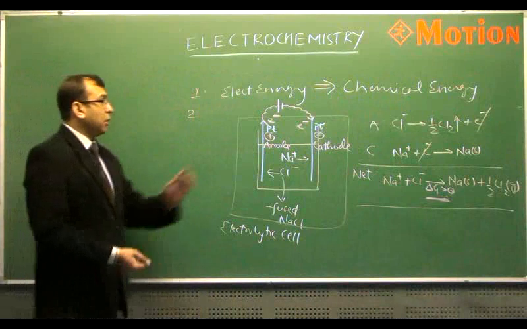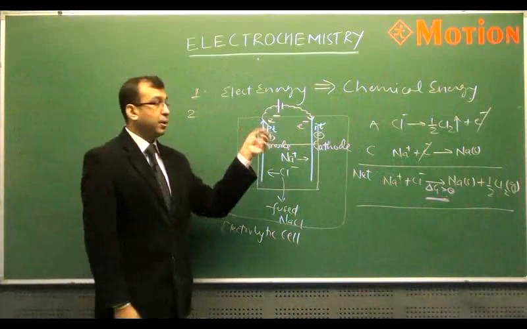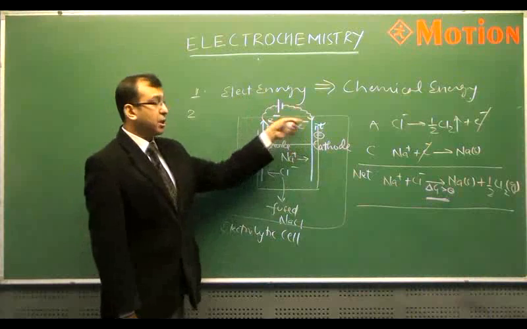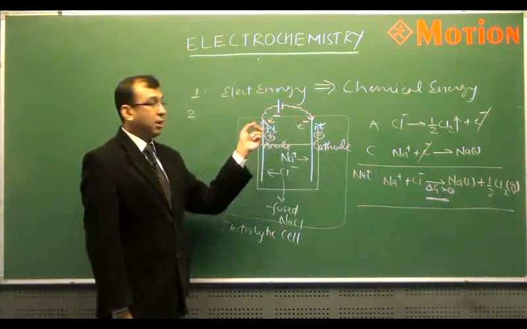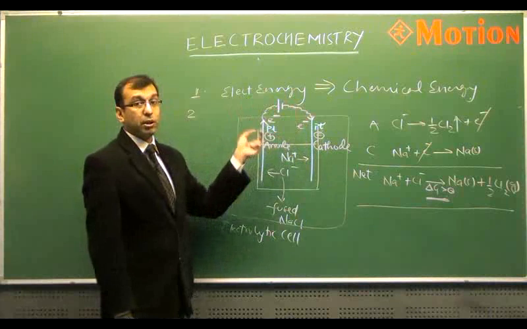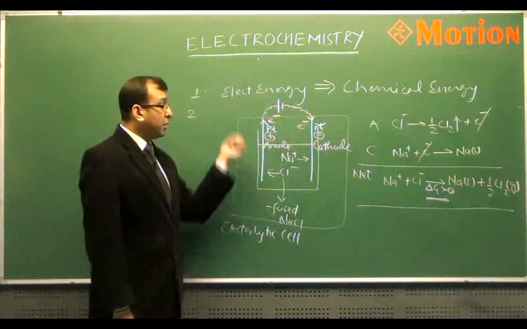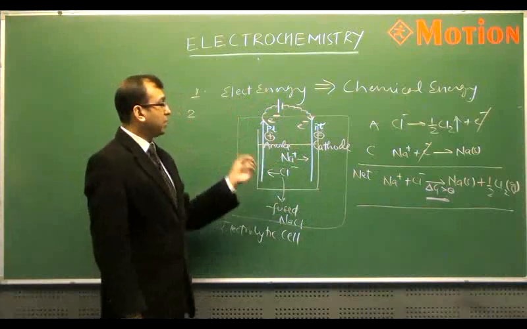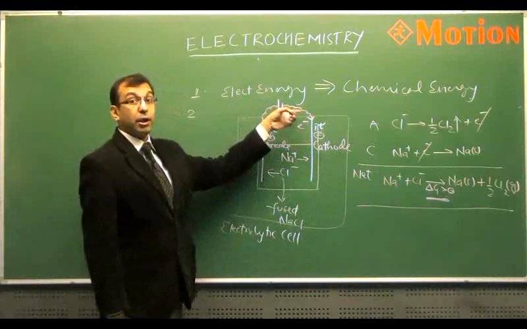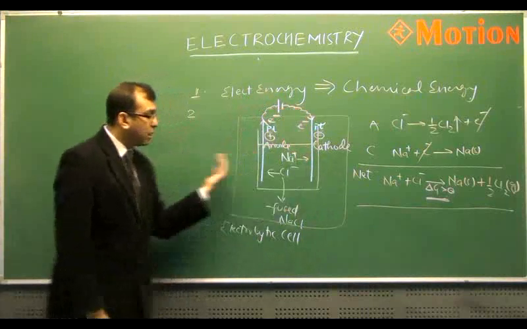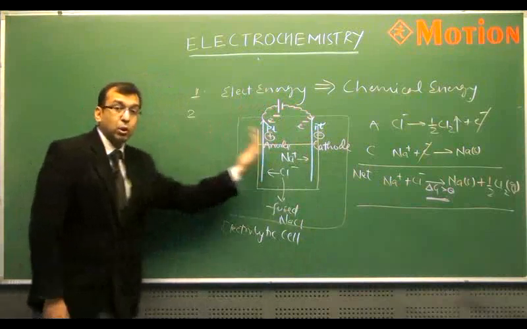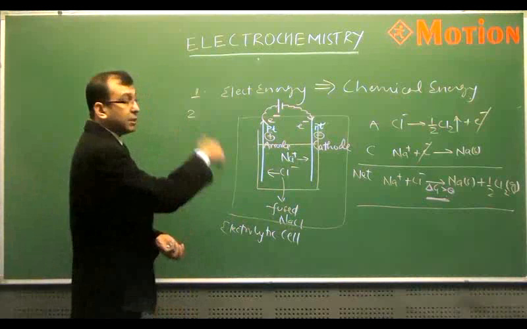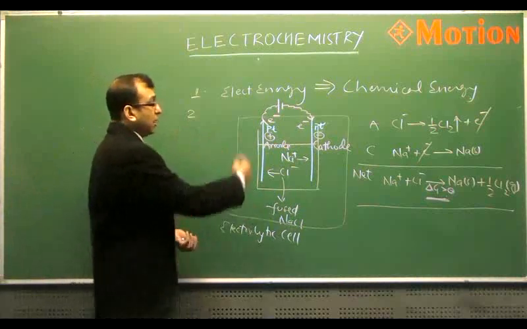So let's see. Electrons are ejected from the anode and are moving towards the cathode through the external device. This is asked in JEE. Electrons move from anode to cathode in the external device, while within the solution, what's the flow? Internally, are they coming from cathode to anode? Then only the circuit would be completed. It means that in order to complete the circuit, the flow should be like that.